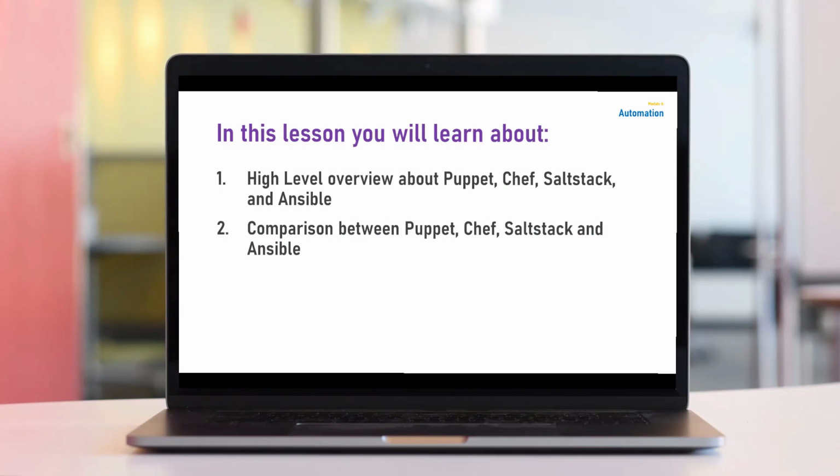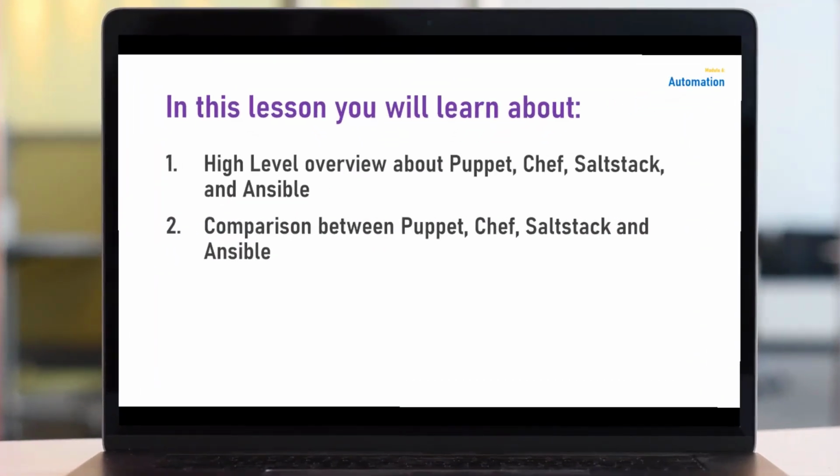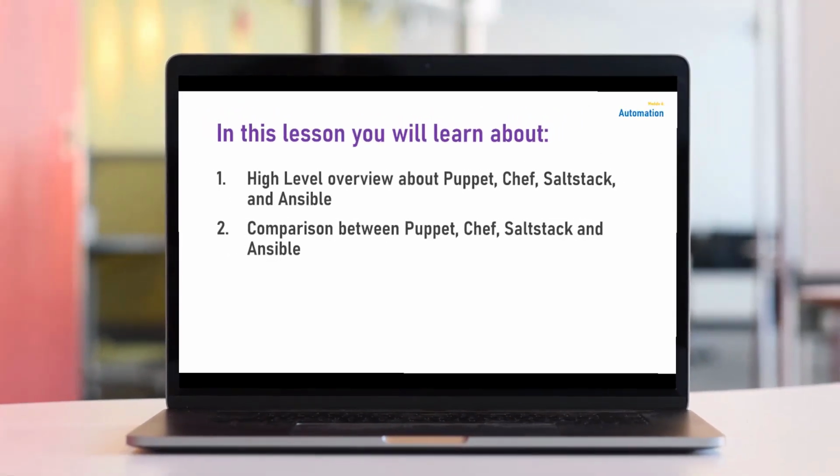In this lesson, we will talk about which orchestration tools are considered as agent-based tools and which are agentless. We will also briefly talk about Puppet, Chef, SaltStack, and Ansible. Note that each orchestration tool is a big topic itself, so we'll just cover the use cases, the advantages, and the disadvantages of each. We will also show you a comparison table that shows the differences between the four orchestration tools.